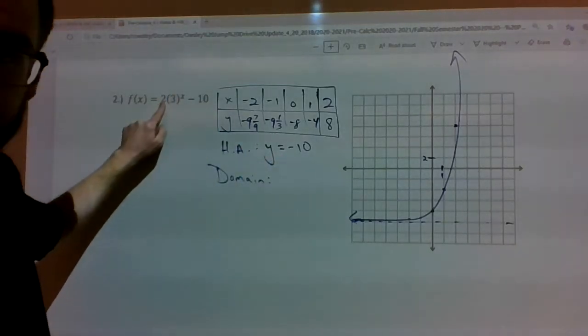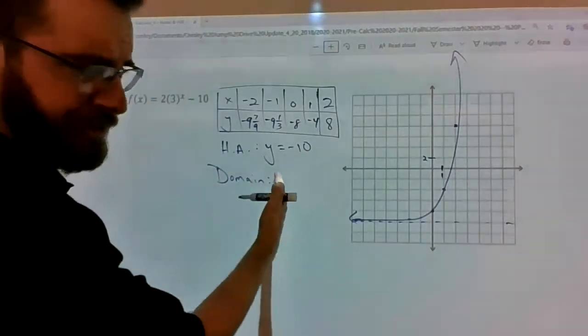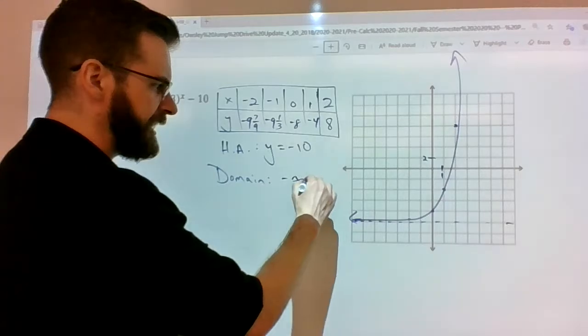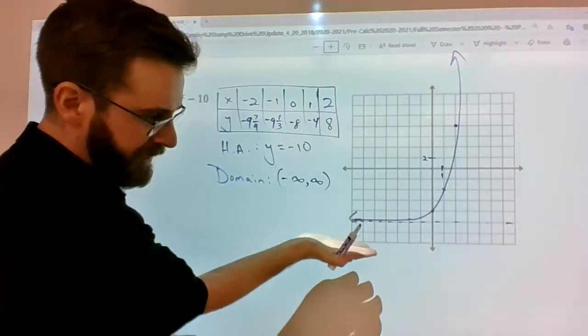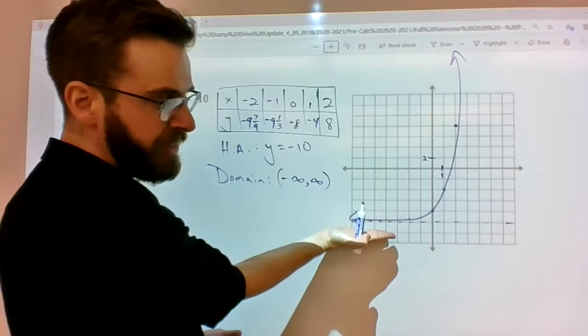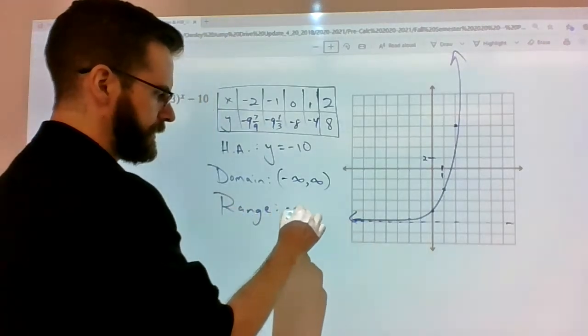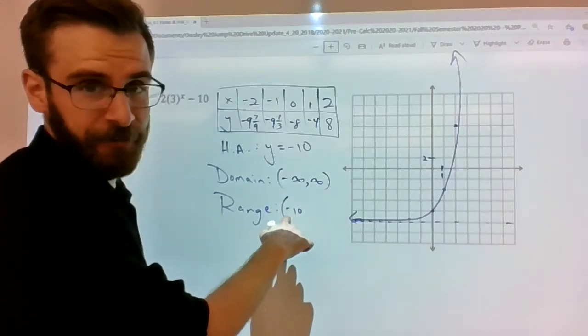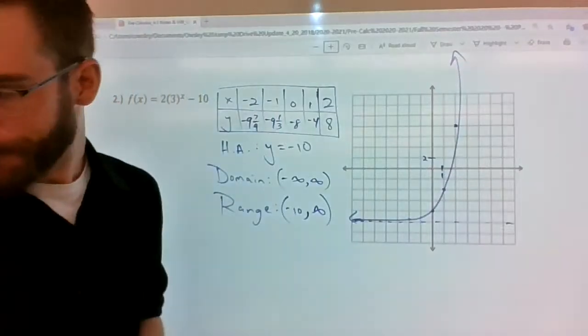A whole number out front stretches things. The domain is still going to be from -infinity to infinity. The range will never go below -10. So -10 is the starting point, the basement value for my range. Not including it, it's never going to actually equal -10. And then it is limitless. It goes up forever.